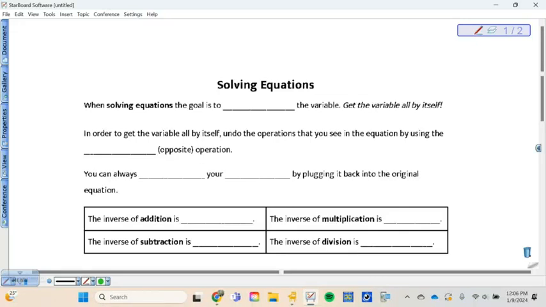Solving equations. When we want to solve an equation, the goal is always to isolate the variable. Isolate the variable. We want to get the variable all by itself.